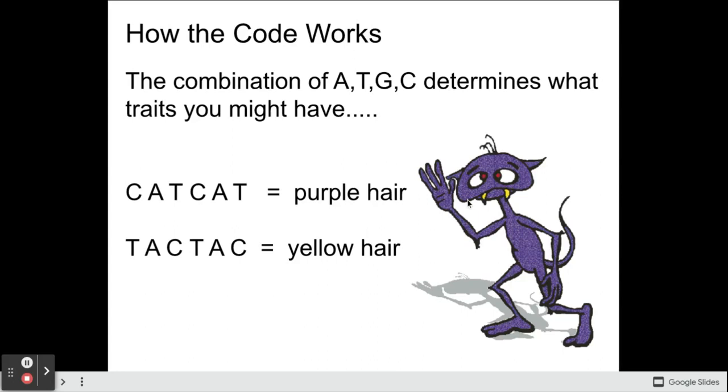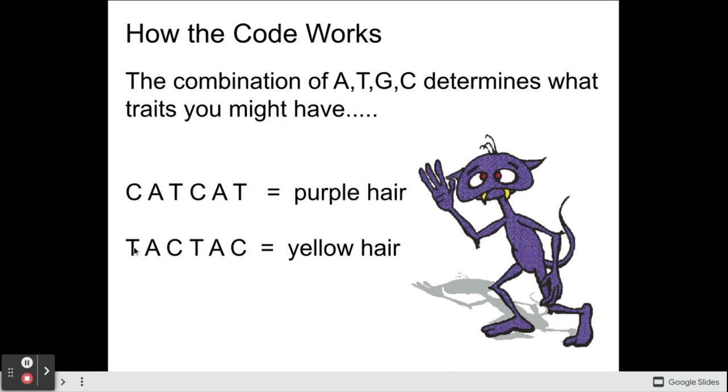Now, how does this code work? Well, the combination of A, T, G, and C determines what traits you might have. So, for example, this cat has purple hair. And in its DNA, it might say something like CAT, CAT, like cytosine, adenine, thymine, cytosine, adenine, thymine. That would give this cat purple hair.